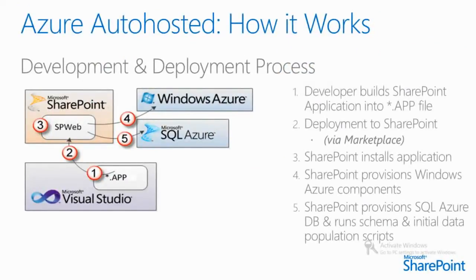So just so you can see how the auto-hosted model works: when you build a SharePoint application, you build it up into a .app file, you deploy it, and there's a store that you can publish your applications into. I already showed you what that looked like on the web side of it, but you basically give your application to the marketplace, and when SharePoint installs that particular application, it will automatically go out and provision a Windows Azure website, and it will install your application into that particular site.